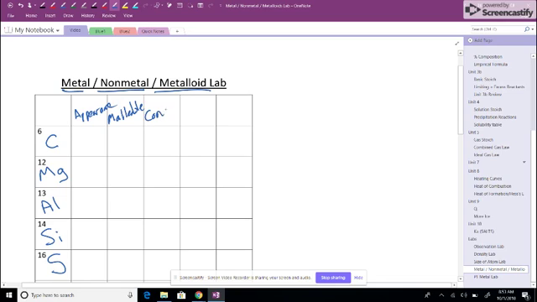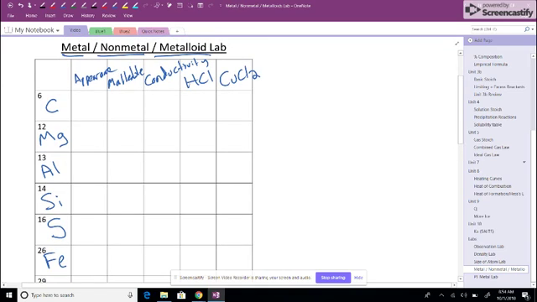We're then going to look at the conductivity of these elements. So we'll hook them up to a conductivity tester and see if we can have a current flow through them. We are then going to react them with hydrochloric acid, so we'll see what these elements do when they react with an acid. And then we'll try and react them with a copper chloride solution to see if anything happens here. So let's run through these elements now.